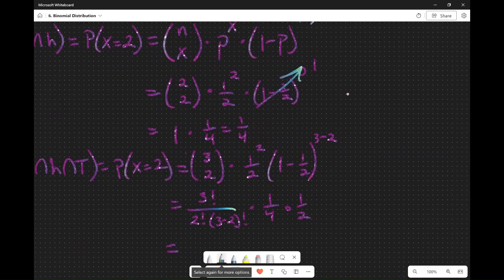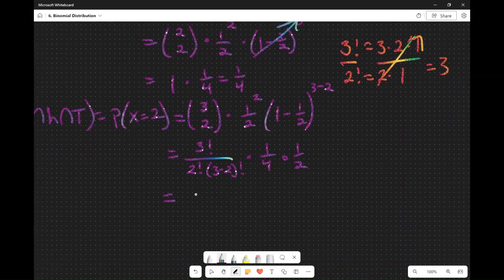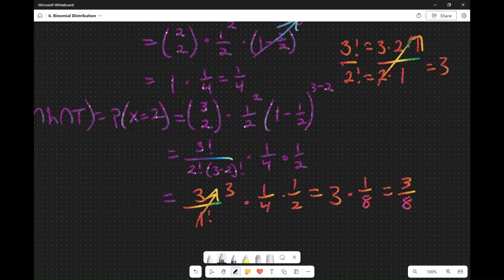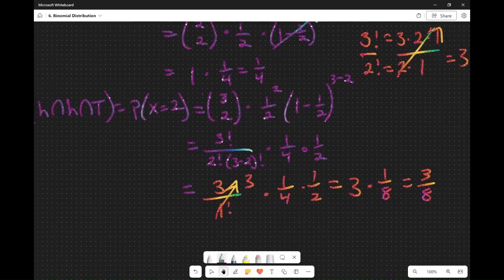Okay. 3 factorial over 2 factorial. Let's go over here and make a note. 3 factorial is equal to 3 times 2 times 1. 2 factorial is equal to 2 times 1. These cancel. This is left with 3. So we have 3 over, and then we have 1 factorial, which is 1. So that's just left to 3 times a quarter times a half, which is equal to 3 times an eighth, which is equal to 3/8. All right, let's try one more.